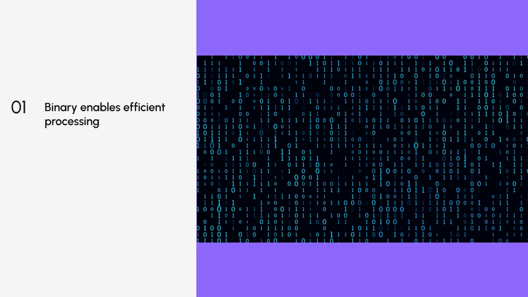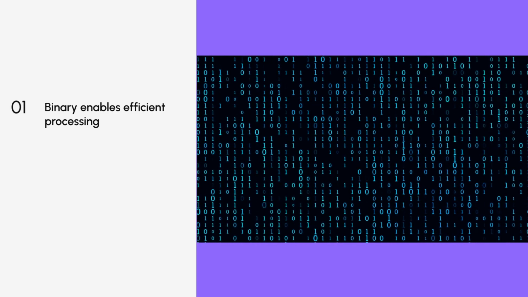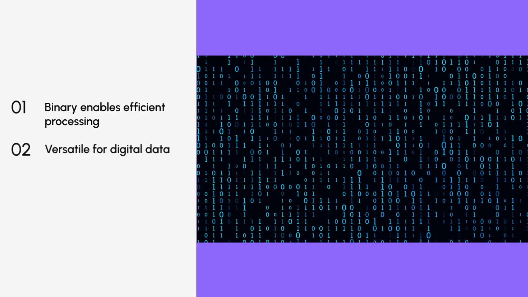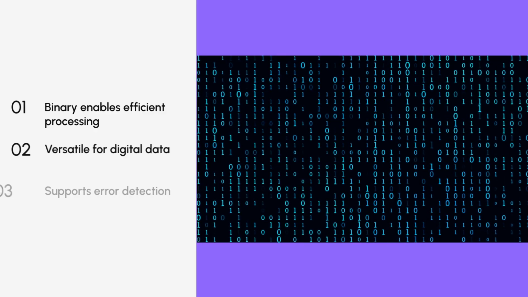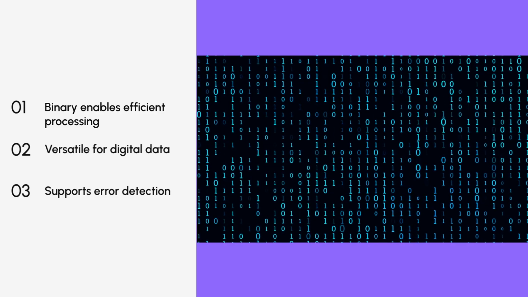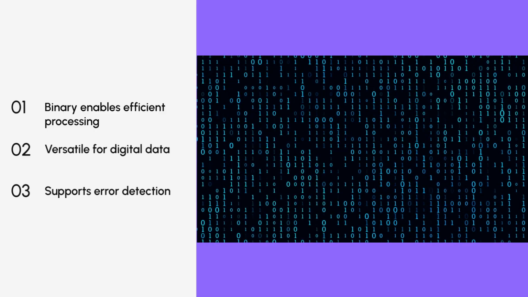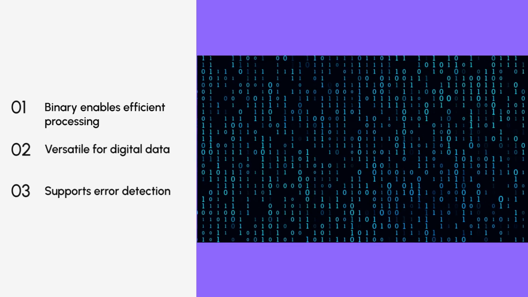Binary representation offers simplicity and reliability in hardware due to its two distinct states, on and off. It enables efficient processing with modern processors optimized for high-speed binary operations. Binary is versatile, representing all forms of digital data through encoding schemes. It supports robust error detection and correction techniques. Compatibility with Boolean logic simplifies algorithm and circuit design.